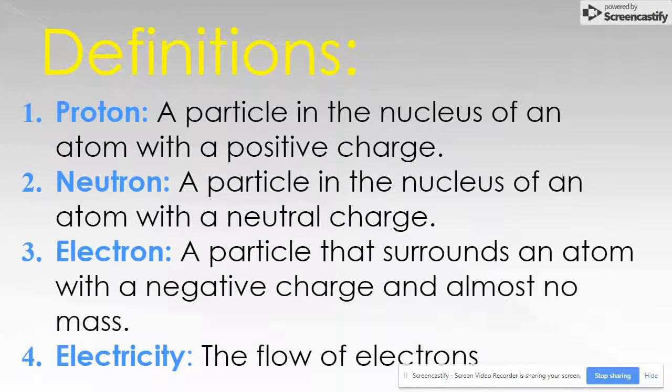So once again, protons are positively charged particles in the nucleus of an atom. Neutrons are neutral particles in the nucleus of an atom, so they have no charge. Electrons are the negatively charged particles that zoom around the outside of the atom. When electrons start to flow from one atom to the next, we call this electricity.